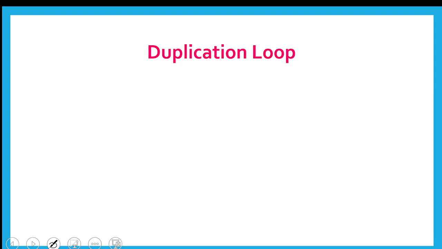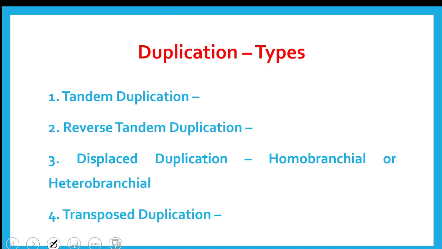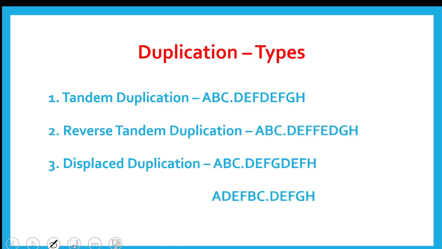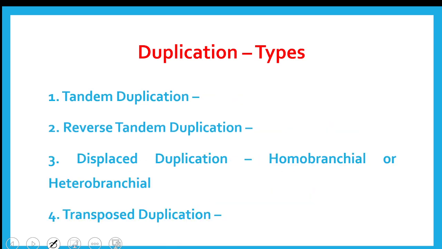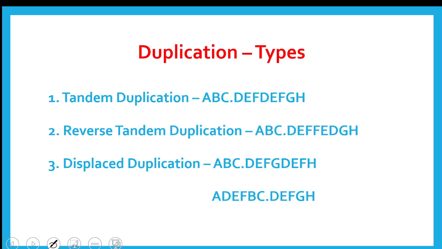And coming to the duplication, let me explain the types first. Duplication types are four or five. Four types. One is called tandem duplication. Second one, reverse tandem duplication. Third one, displaced duplication, which is again of 2 types, homobranchial and heterobranchial. And fourth one, transposed duplication. So what is tandem duplication?